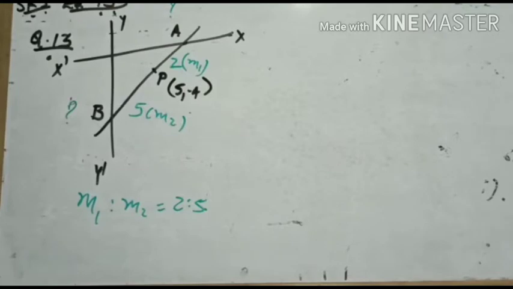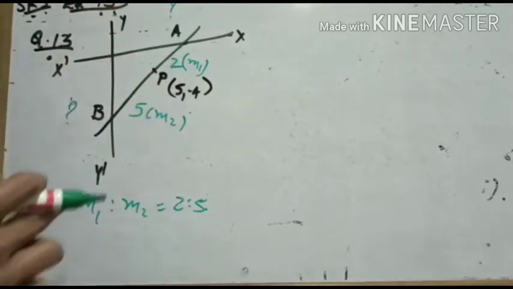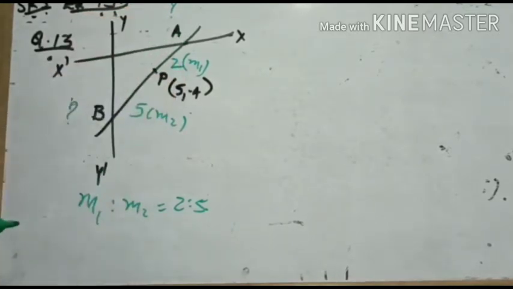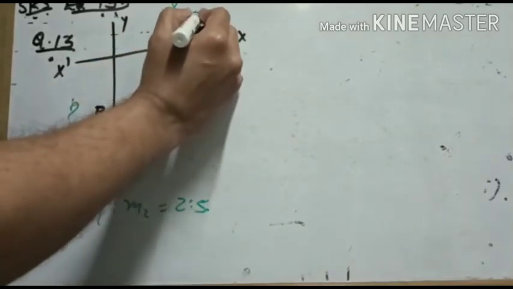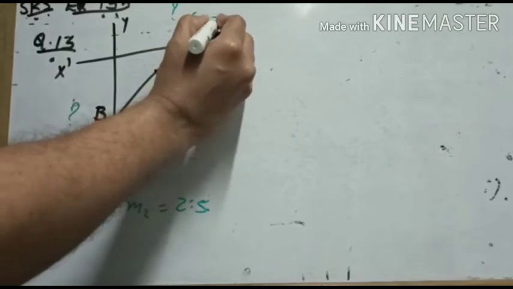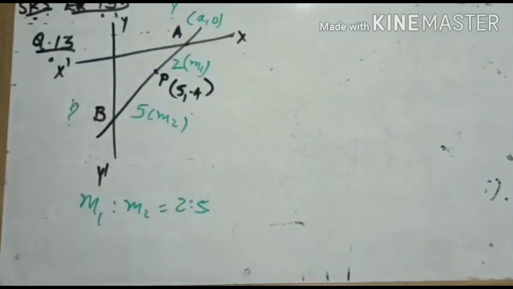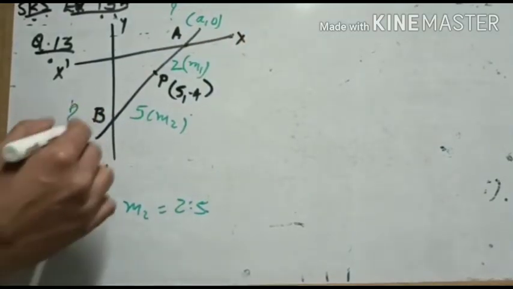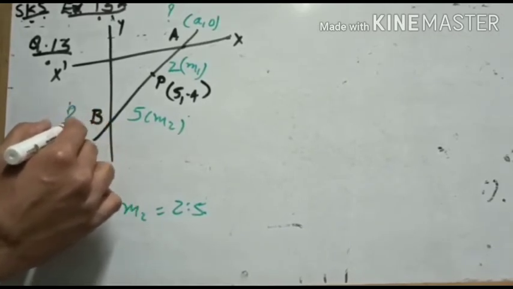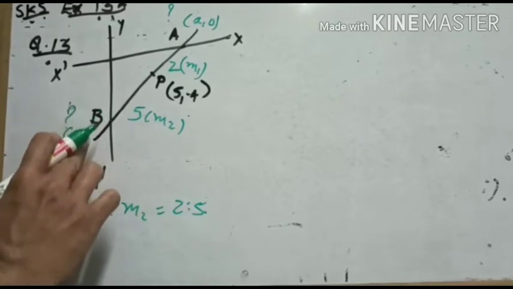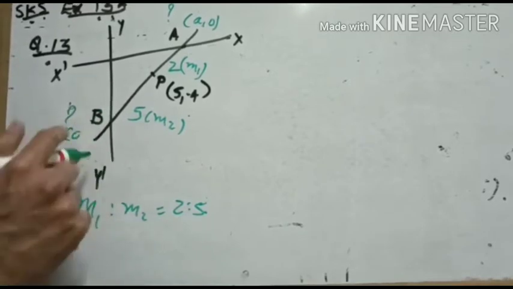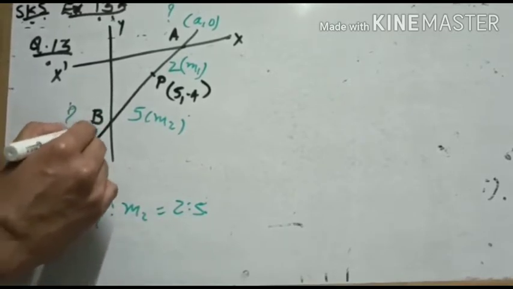Remember my dear students, whenever we are asked to find such coordinates, what can we do? As the point is on the x-axis, its y coordinate will be 0. So the x coordinate we do not know, so I will take it as (a, 0). And over here, I do not know its y coordinate, but because it is on the y-axis, its x coordinate will be 0, so this will be (0, b).